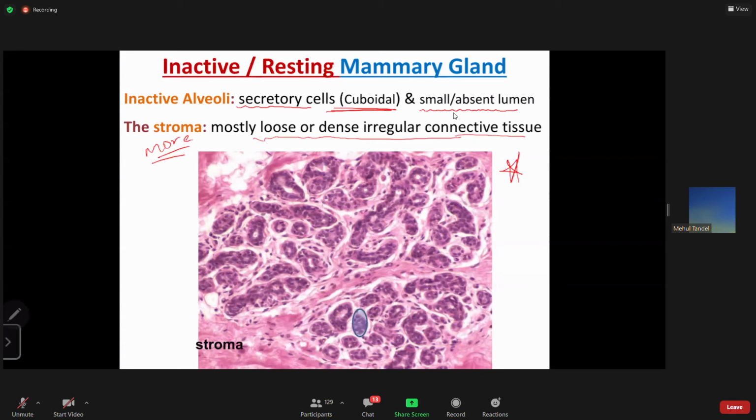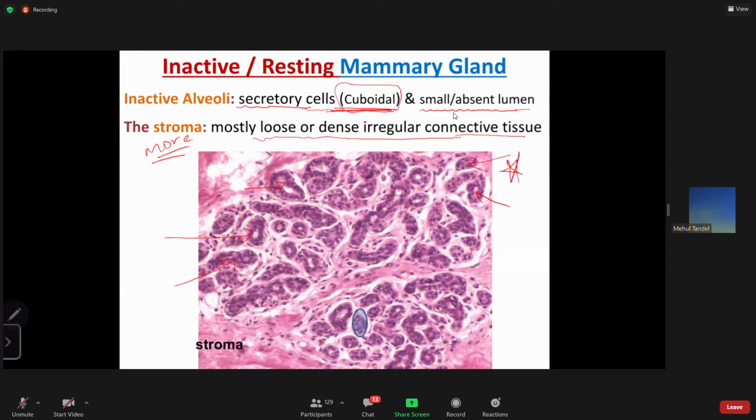Just remember, alveoli are not properly lined by cuboidal cells. The lumen is either very small or absent. Here you can see only a few alveoli, sometimes you see a lumen in some few alveoli, otherwise it is very small or absent. So here it is very small, here it is absent. Clear? So that is about the structure of the resting mammary gland.